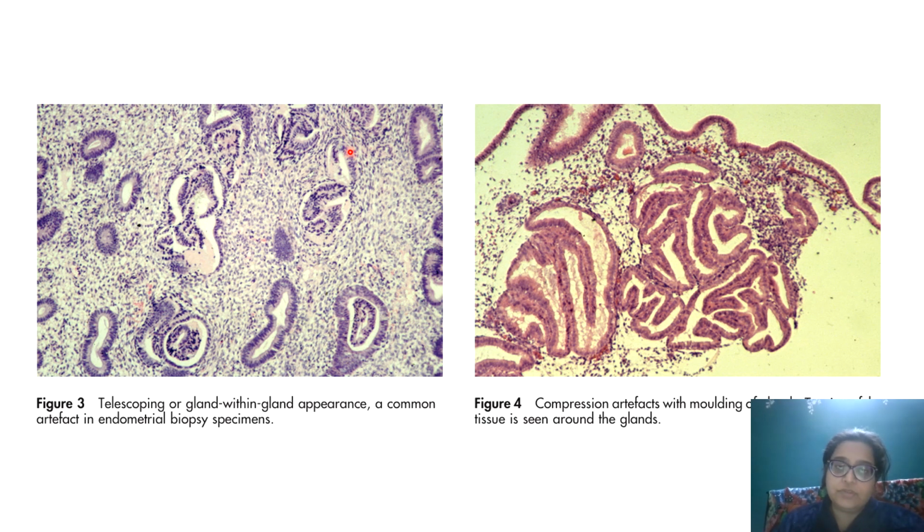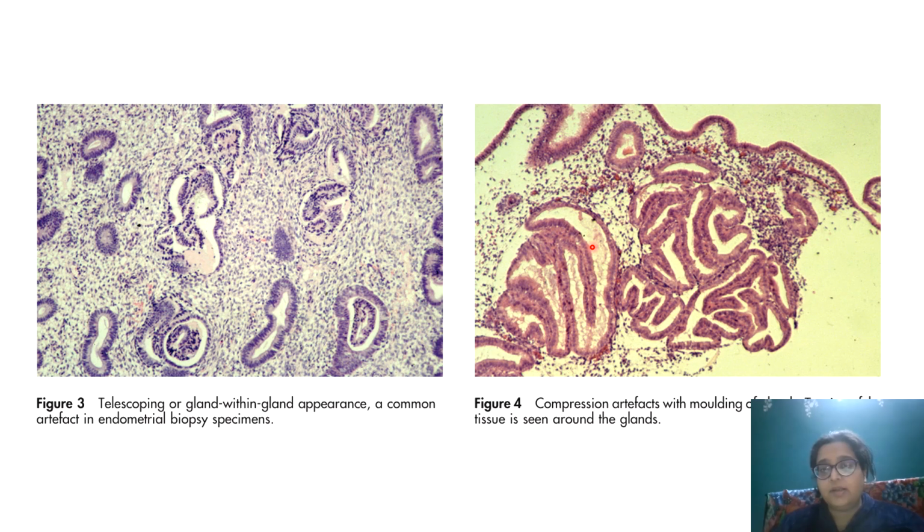So I have used some examples here. See, this is known as telescoping, gland within gland. Fine. This is normal. This is not proliferation. Some people call it an indicator of proliferation. No, it is not. It is just how your section has been cut. So please don't report it as proliferation.